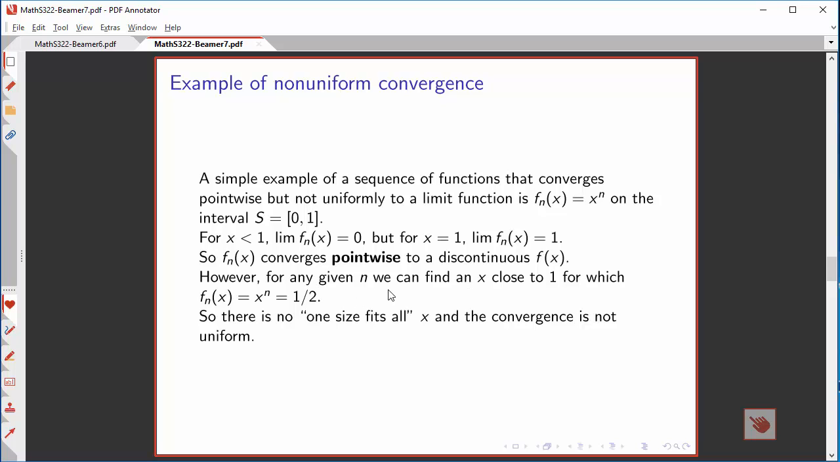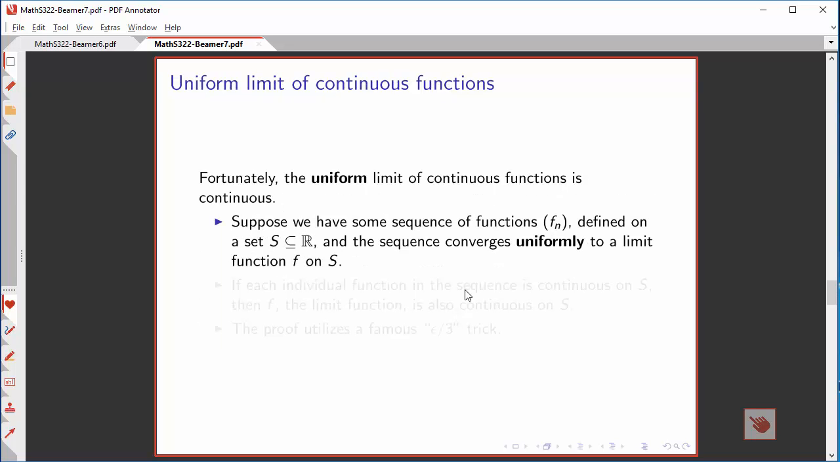What's gone wrong? The sequence isn't uniformly convergent. And how do we show that? Well, in this case, it's fairly easy. Suppose we pick epsilon equals a half. Sounds like an easy challenge to meet, but in fact, in this case, it's impossible to meet. For any little n, I can find a value very, very close to 1 where the nth power of that x is equal to 1/2. So there's no one-size-fits-all value of capital N, and the convergence is not uniform.